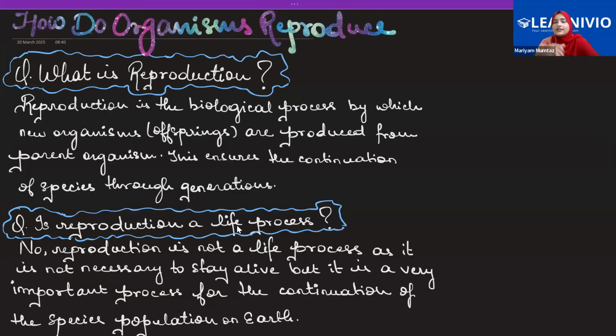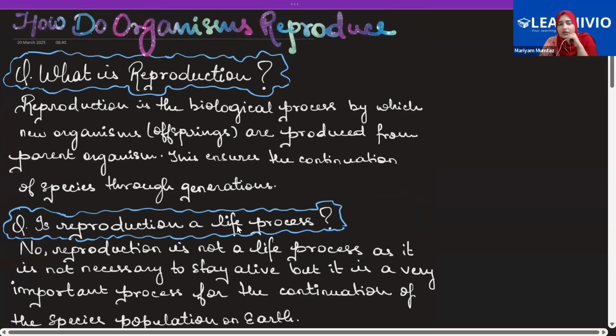So how do organisms reproduce? The first question that comes to mind is, what is reproduction? It is a biological process by which a new organism, meaning an offspring, is produced from the parent organism. This ensures the continuation of the species through generations. That is what reproduction is.